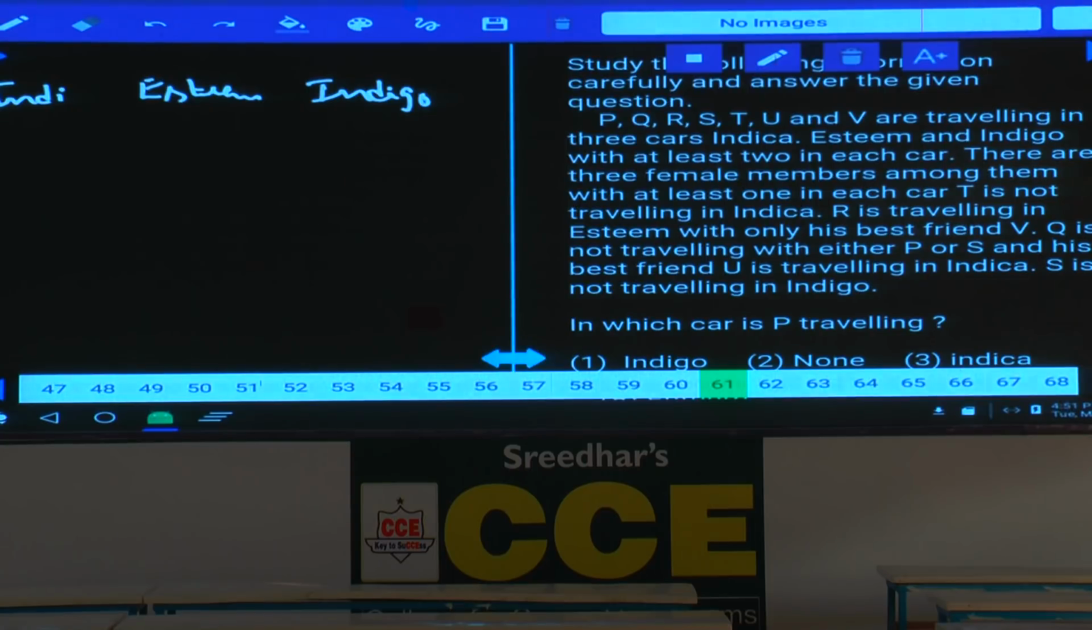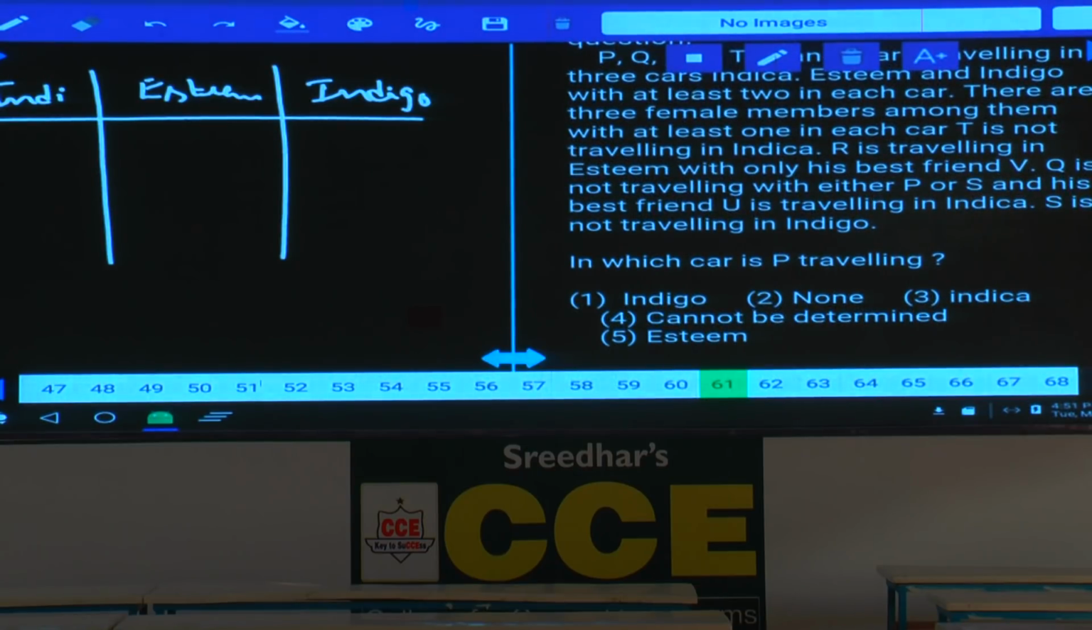Then condition number 1. There are 3 female members among them with at least 1 in each car. Exactly 3 female members are there among these 7 members, and at least 1 person in each of these cars means each female must be in a car, isn't it? Then what is the other information left over here? There are 3 females, at least 1 in each car.